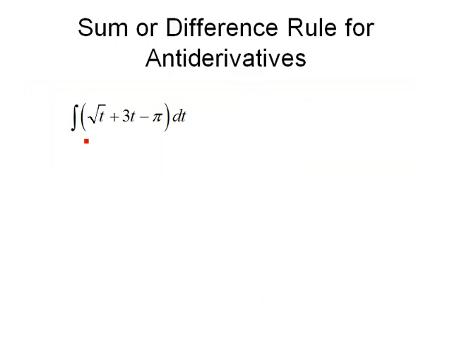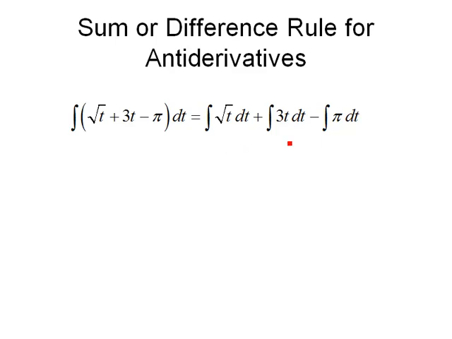Here's another example, but now this one involves the variable t. So all our rules will apply to t because we're doing this with respect to t. So the antiderivative of square root of t plus 3t minus pi dt. So we have both sums and differences here, but our rules say that we can break this up into the individual antiderivatives. So I'm going to take the antiderivative of square root of t dt plus the antiderivative of 3t dt minus the antiderivative of pi dt.